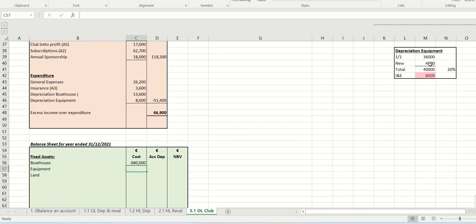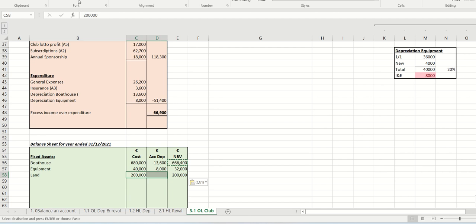Our equipment, remember over here, we had 36 at the start and we bought 4, so the total number is going to be 40. So 40,000. And the land, no change from the start, 200,000. Our accumulated depreciation, again, guys, brackets around your accumulated depreciation. It's always minus. So our boathouse was 13,600 and our equipment was 8,000 in your income and expenditure account. So for this particular question, you can just get those numbers from our working and our adjustment.